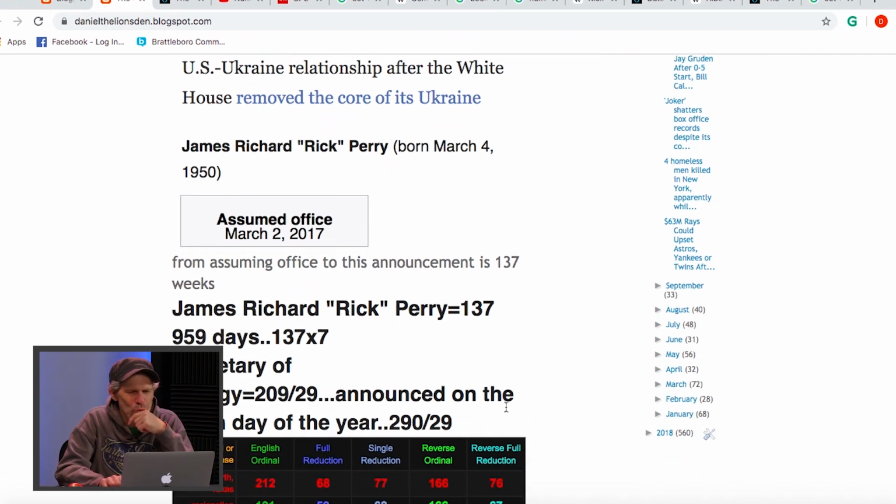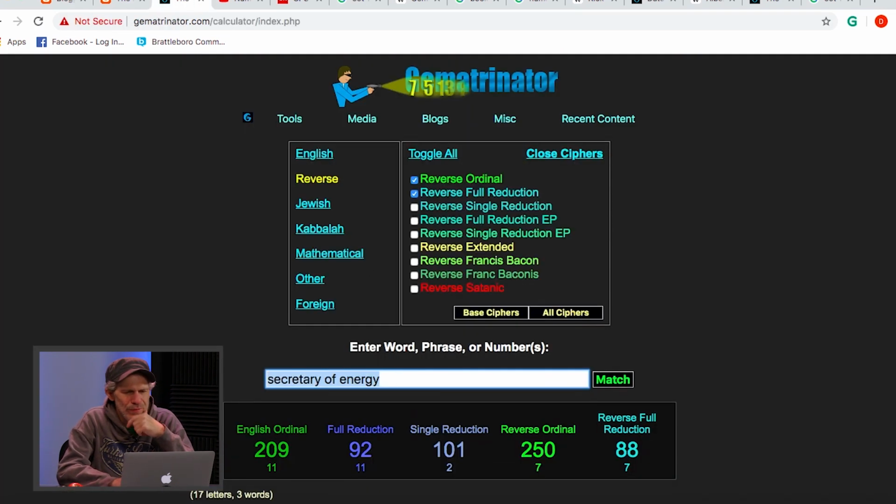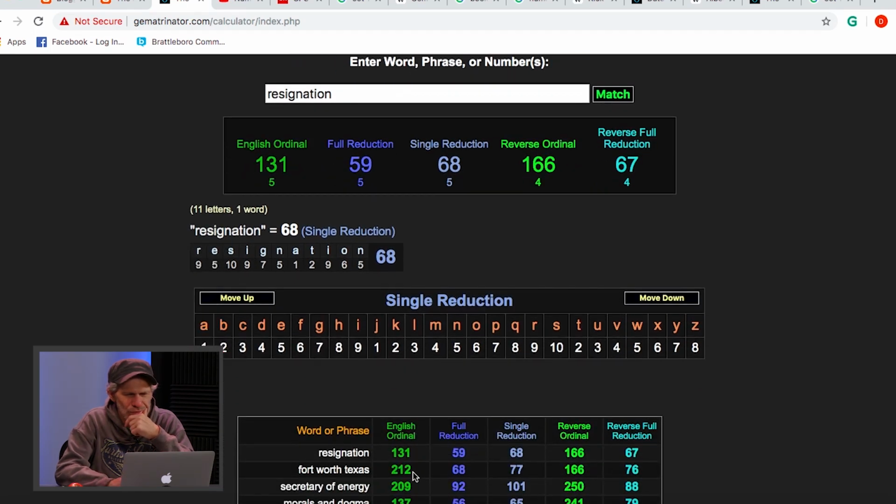And then why do Fort Worth, Texas, and resignation have this overlap? Fort Worth, Texas, right? And they announced his resignation down there. They could have announced it in Washington. But look at resignation in Fort Worth, Texas. Resignation 68, Fort Worth, Texas 68. Resignation 166, Fort Worth, Texas 166.